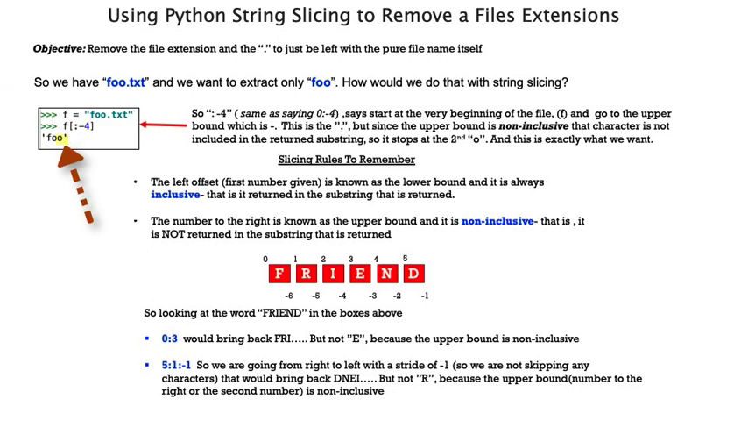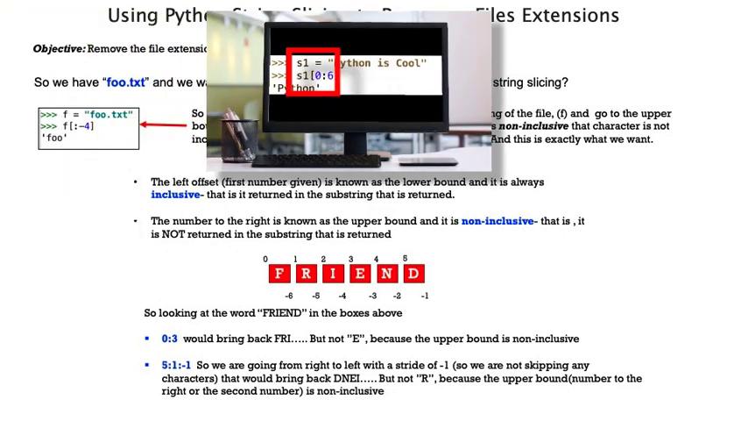Let's really make some of these concepts clear. Slicing rules to remember. The left offset, or the first number given when we're dealing with string slicing, is known as the lower bound, and it is always inclusive.